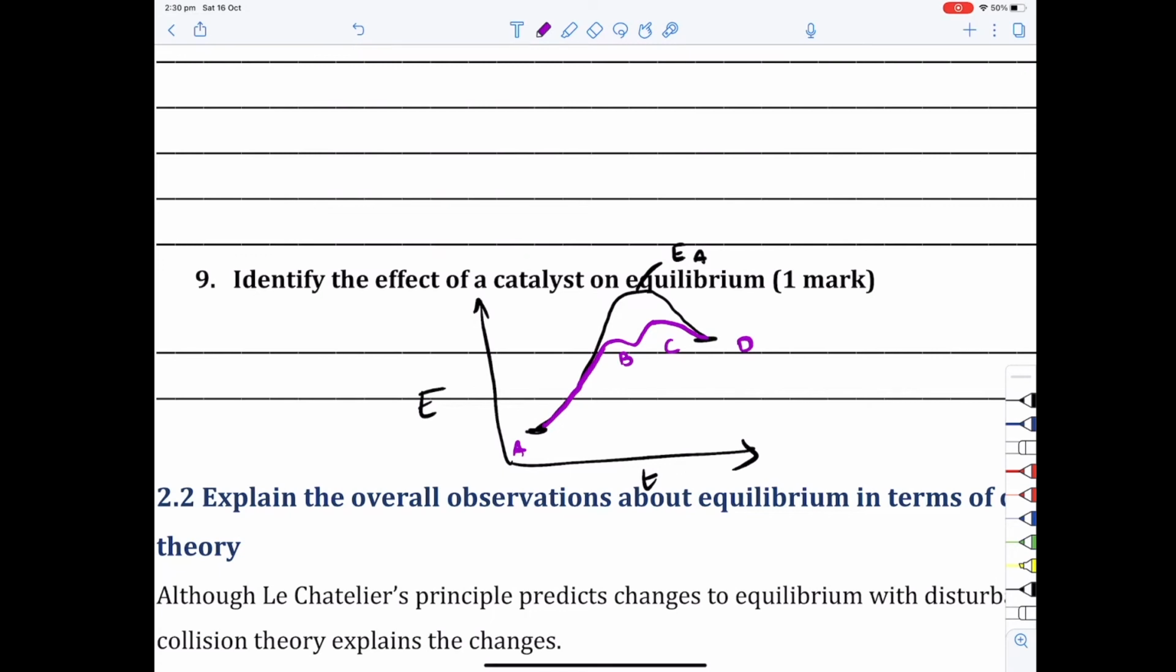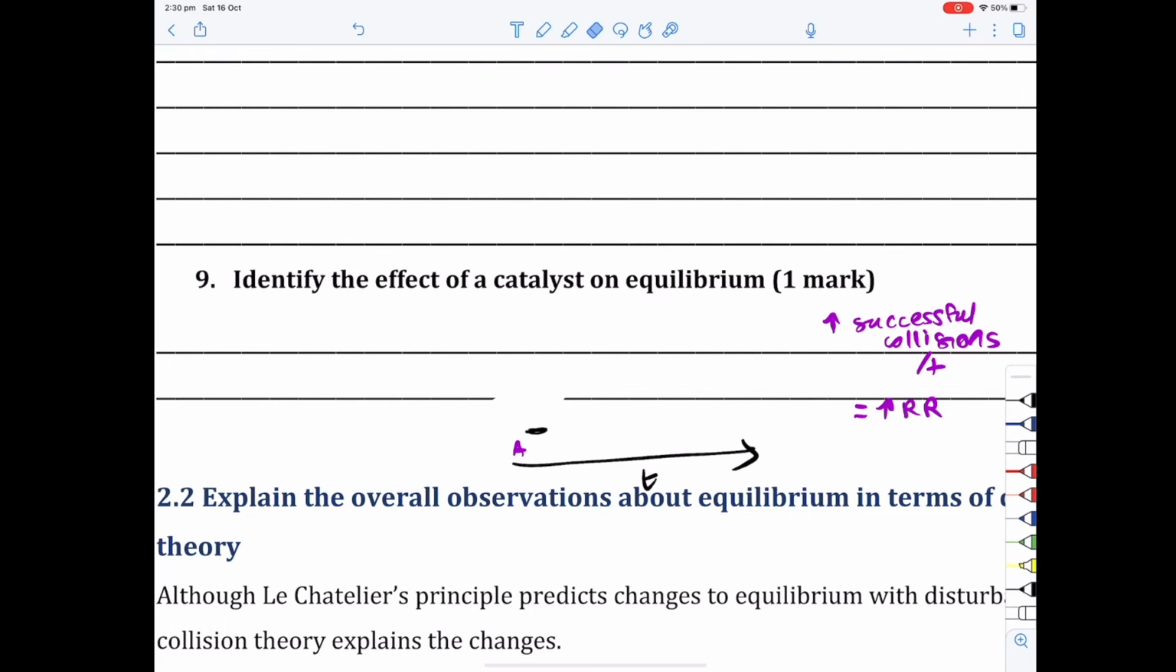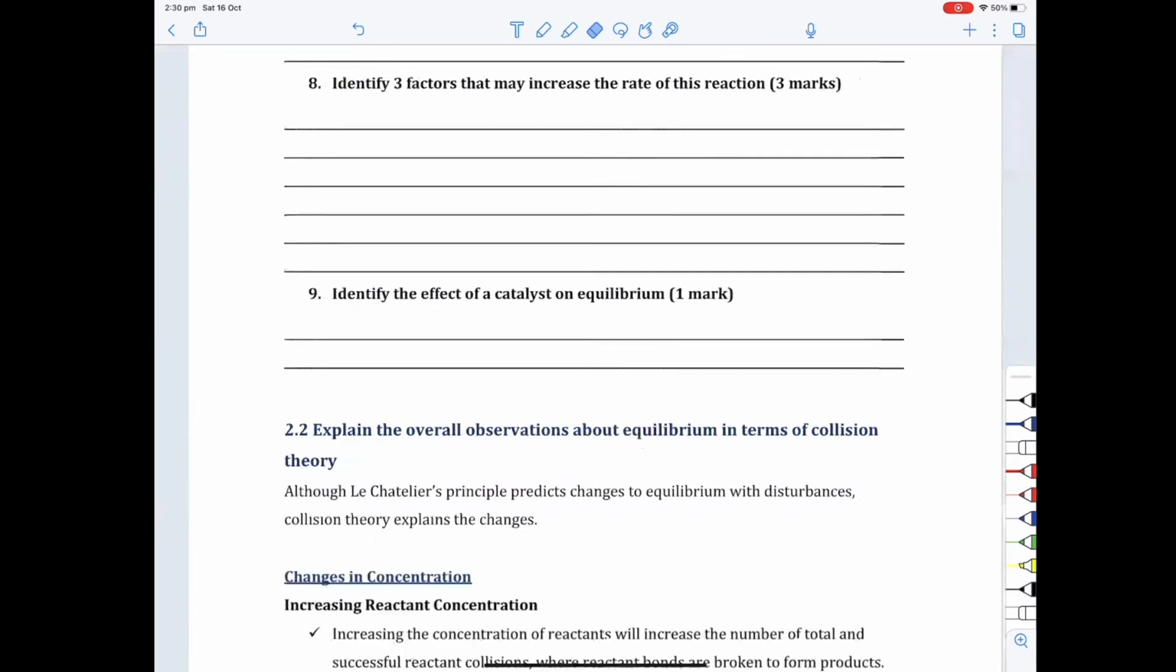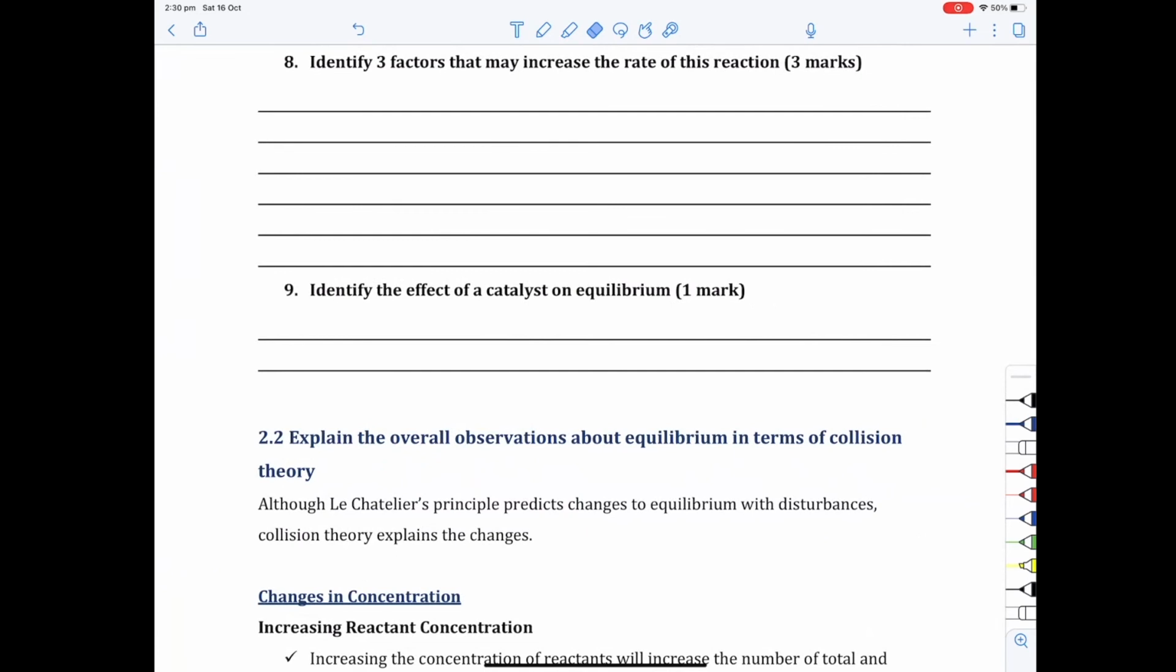So now since you have a lower activation energy, you have a greater number of successful collisions. And if you go back to collision theory, the more successful collisions you have over time, the faster your reaction rate. That's how catalysts work. And very good, he added on that they're not usually used up in a reaction, which is also very correct. Good job. Right.